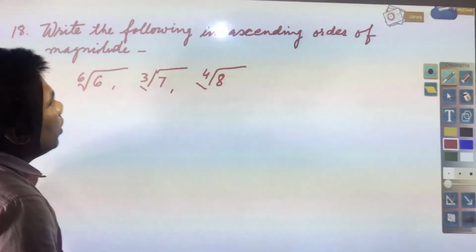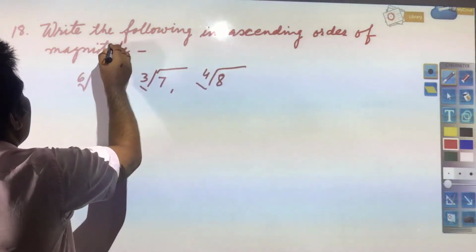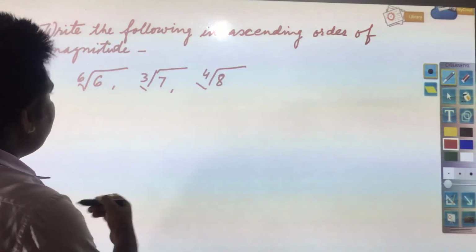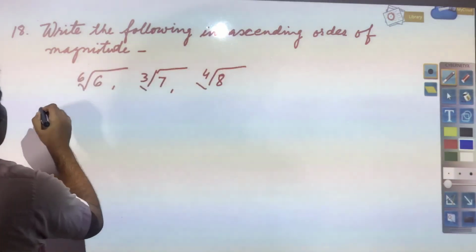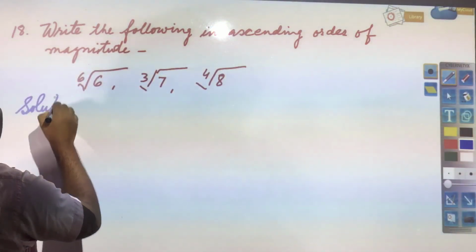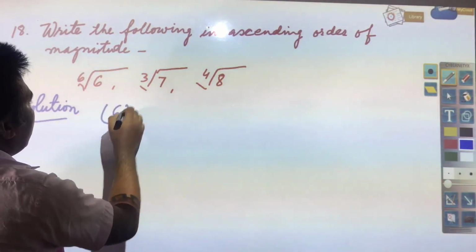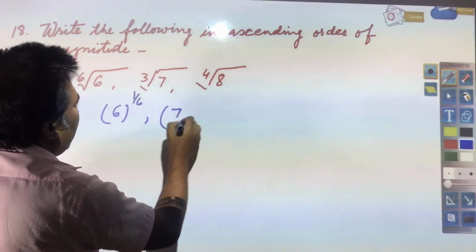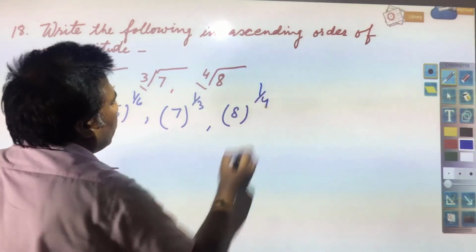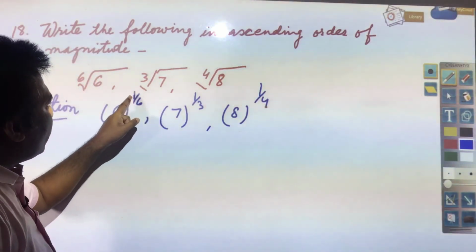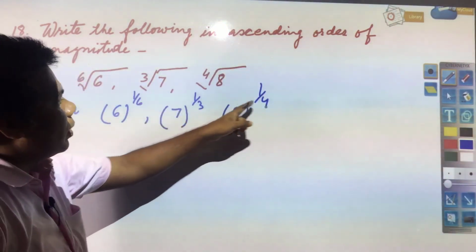Next question you see, write the following in ascending order of magnitude. In ascending order of magnitude, this type of questions already was solved in solved examples. Again you see how it will be solved. Here you have 6 to the power 1 by 6, 7 to the power 1 by 3 and 8 to the power 1 by 4. What you need to do? You have powers 1 by 6, 1 by 3, 1 by 4. So, we have to make them equivalent.